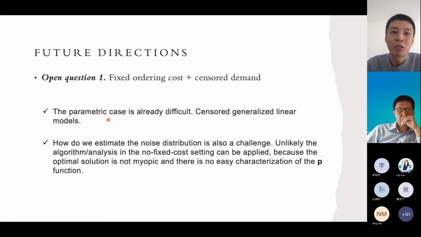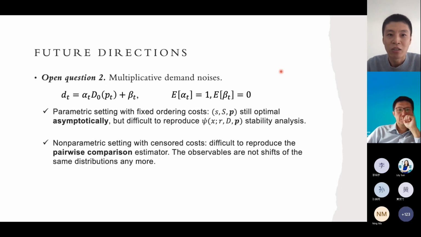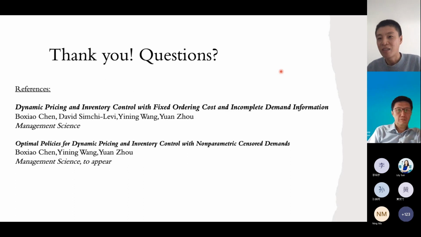And for future directions, let me just focus on our first question. We considered the challenge of the fixed ordering cost that would lead to the multi-stage decision problem. And we also considered the censored demand. So this is by itself a very challenging problem. So of course, the open question is, if we combine the two challenges, how to address this? This is unclear in both settings. So this will be one of the future directions. The other one I will just omit here, but if you are interested, you can talk to me offline. And that's all. Sorry about the time.